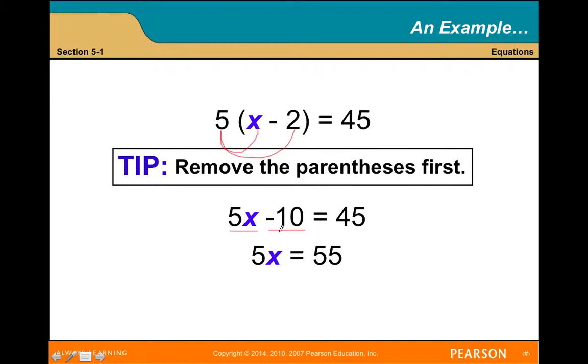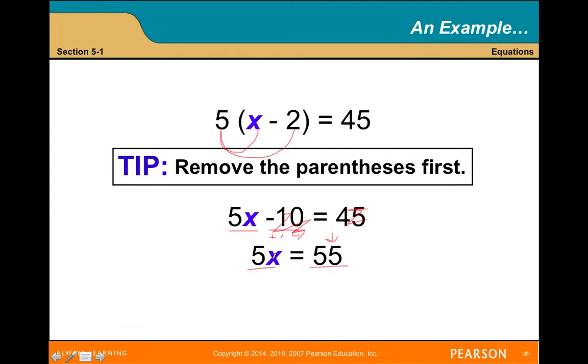Then what we do next is, remember, we have to isolate this one, so then you want to add 10, and when you add 10, this cancels out, and adding 10 to 45 is going to equal 55 down here. So now you have 5x equals 55.